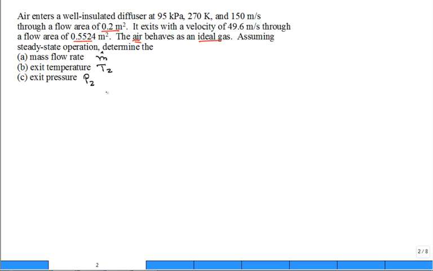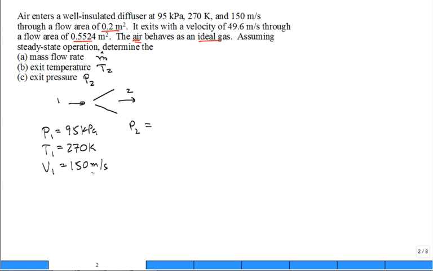So we make a sketch of our device. Typically a diffuser is shown like this, and we have inlet state 1 and exit state 2, and we just start listing. Okay, it's coming in at P1 of 95 kilopascal. P2, well, we don't know that. We're asked to solve that for part C. What about T1? Well, it comes in at 270 Kelvin. And V1 is 150 meters per second through an area A1 of 0.2 meters squared. Now, I'm going to list the same properties like T2 and V2 and A2. The order really doesn't matter, but use whatever system you have to organize the information. And we see that A2 is given in the problem statement as well as V2, isn't it? 49.6 meters per second and 0.5524 meters squared.